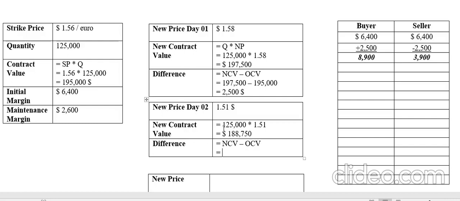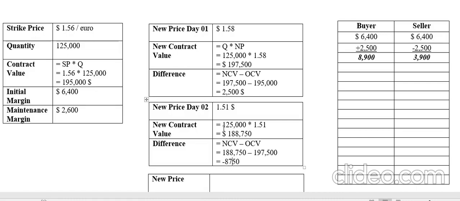So our difference would be the new contract value minus the old contract value. Now for day 2, the new contract value would be 1,88,750, whereas for day 2, the old contract value this time will be day 1, not the contract price. The day 1 value was $1,97,500. So the change is $8,750. This is the amount of change that has just occurred.